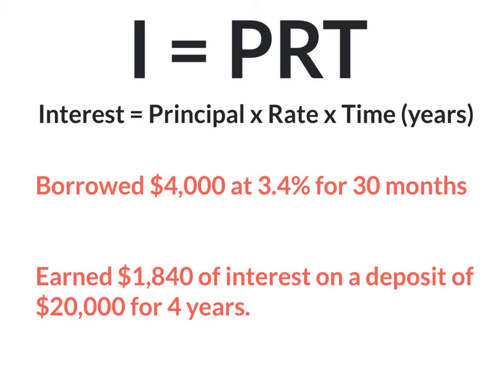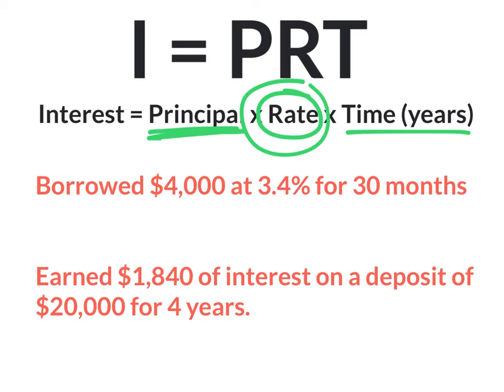Last one is simple interest. And remember, interest is the amount extra that you pay to borrow money over time, or to lend money over time. You get paid interest. So the formula is just interest equals principal times rate times time, where principal is the amount of money that you borrow or loan. Rate is what percentage is agreed to pay, and time is always in years.